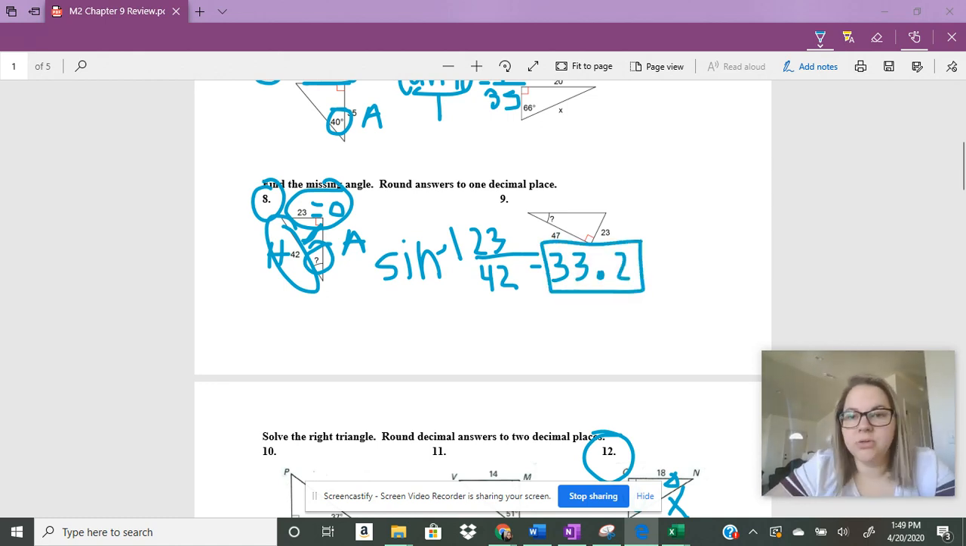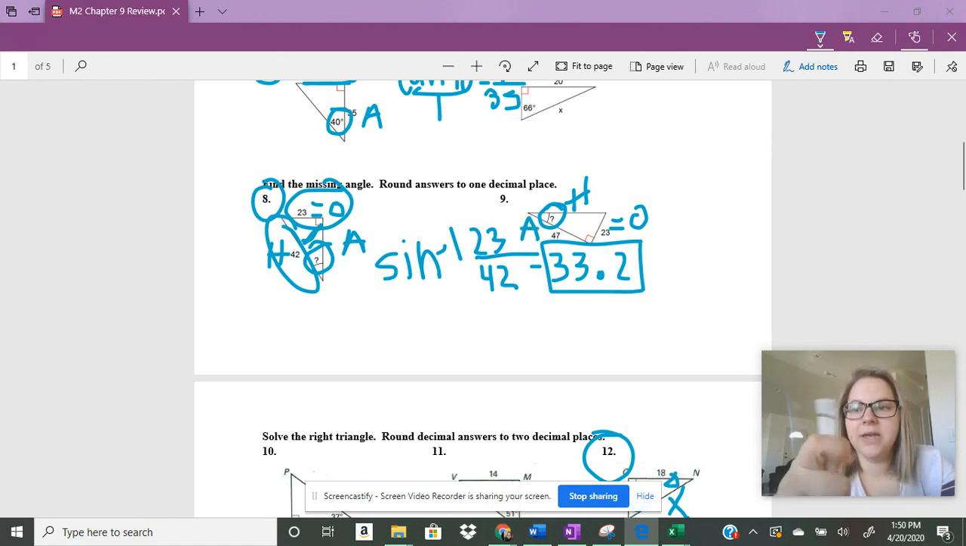Okay, now let's do number 9. This is on the review, by the way. We want to find this angle now. If I want to find the angle, I'm going to label all my sides first. This is my opposite side, my hypotenuse, and my adjacent side. We have numbers for our adjacent side and our opposite side.